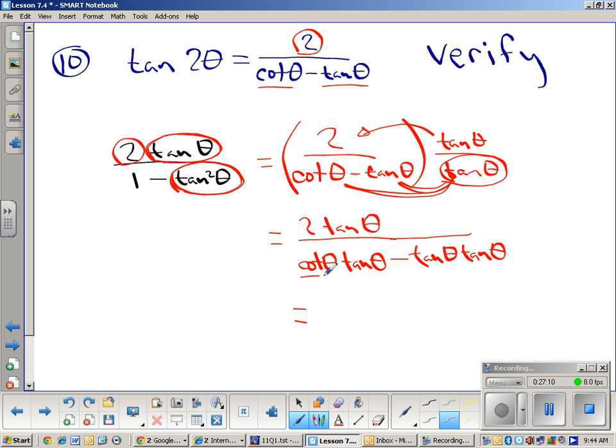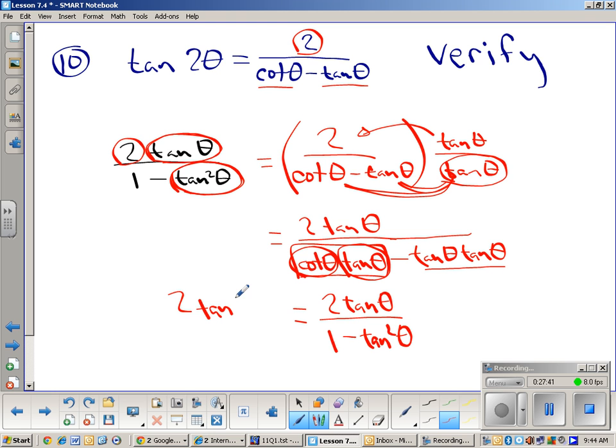And so what's cotangent times tangent? It's 1, right? This one is cosine over sine. This one is sine over cosine. They're reciprocals of each other, so when I multiply them, I get a 1. So on top I have 2 tan theta over, and on the bottom I have a 1 minus. And what's tan theta times tan theta? Tan squared theta. And so that's going to equal tan theta over 1 minus tan squared theta.